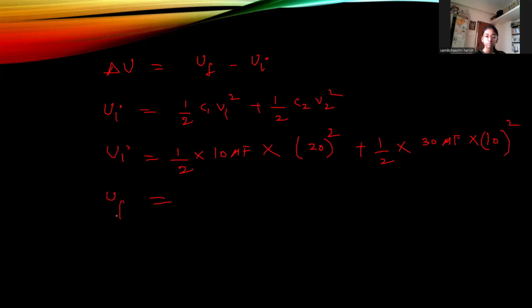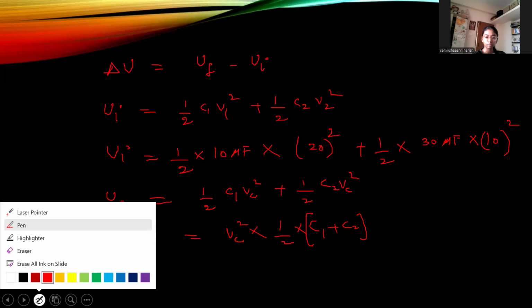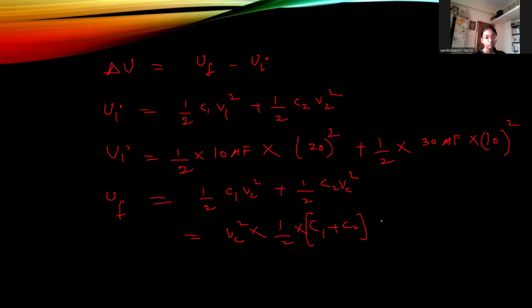Similarly, UF, find UF. It will be half C1 Vc square plus half C2 Vc square. Understood? You can take Vc square common, and half also common. It will be C1 plus C2. All right. Clear? So tell me what is the answer?